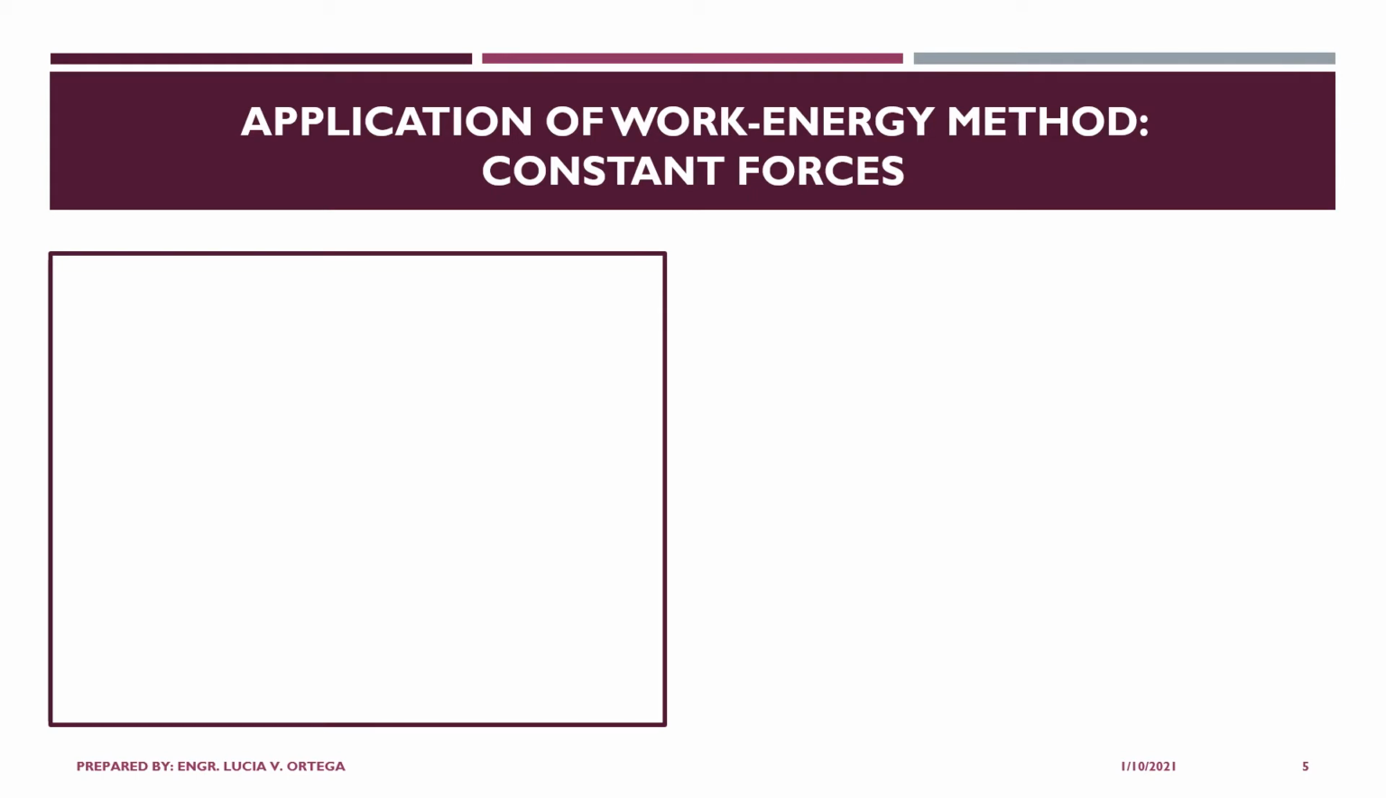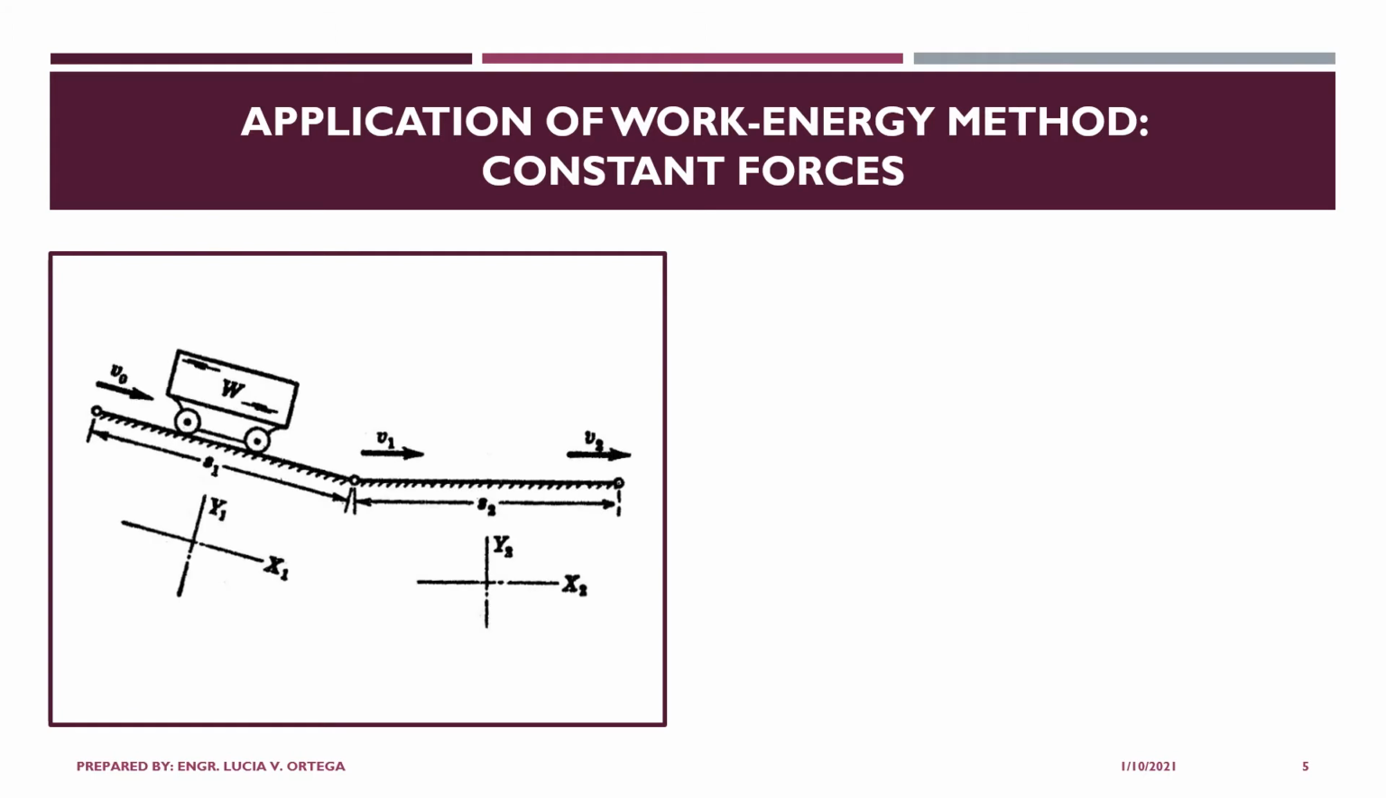Okay, so let's go to the application of the work energy method with constant forces. Suppose there is a cart moving along an inclined surface, the distance is S sub 1, and then it will move along a horizontal surface, the distance is S sub 2. Considering the inclined portion, the initial velocity is v sub 0, and at this point it is v sub 1. Moving along the horizontal surface, the initial velocity is v sub 1, and the final velocity is v sub 2.